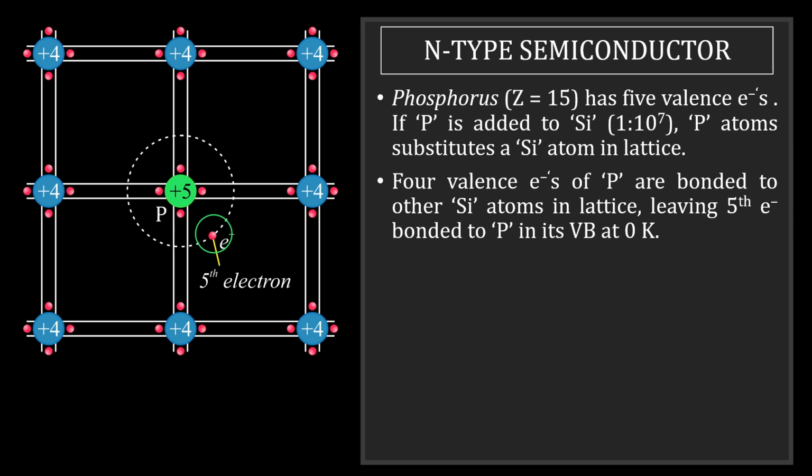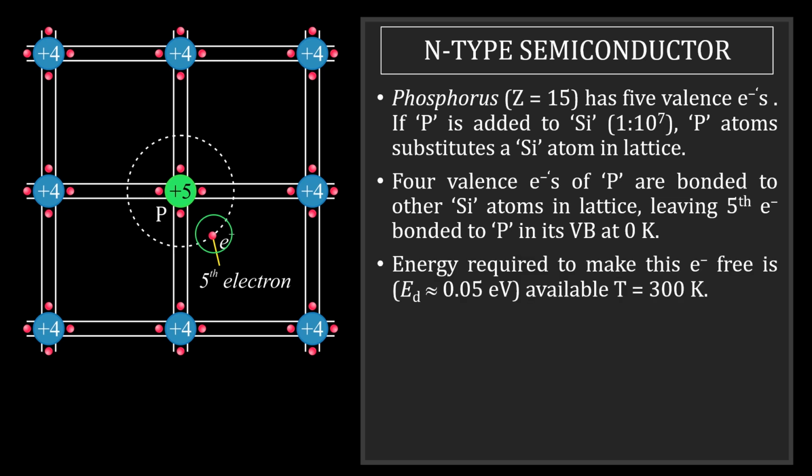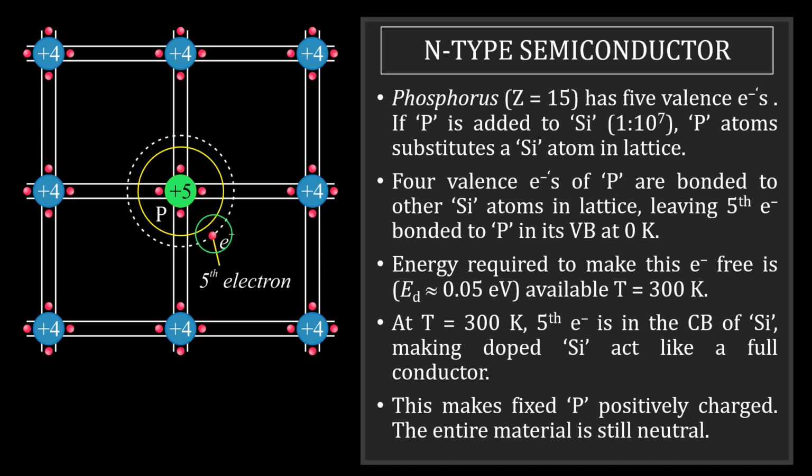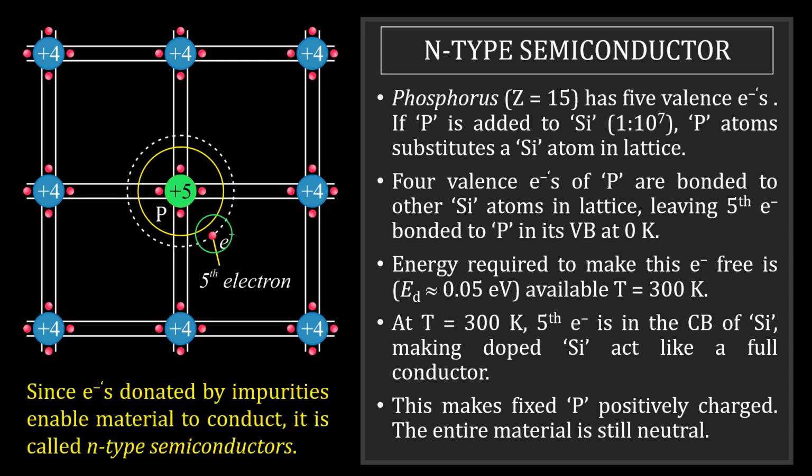But what will happen if I increase the temperature? Energy required to make them free is 0.05 electron volt only, and this we know is automatically available at room temperature. And if this will happen, the donor side, that is phosphorus, will become positively charged because it has lost one electron, and the entire material will still remain neutral. Since the negative electrons donated by impurity enabled the material to conduct, therefore it is called N-type. N refers to negative electrons which were donated by phosphorus.